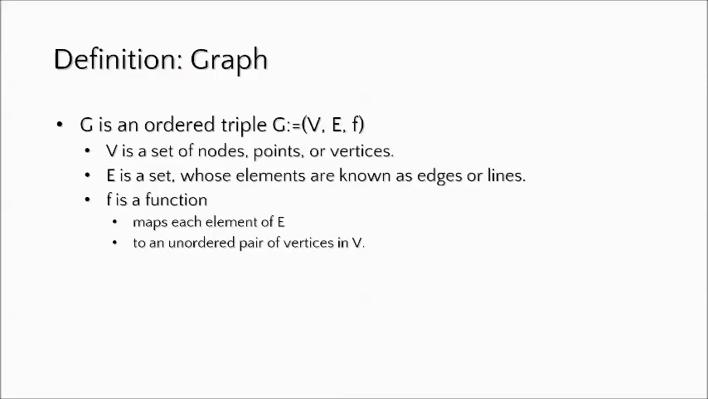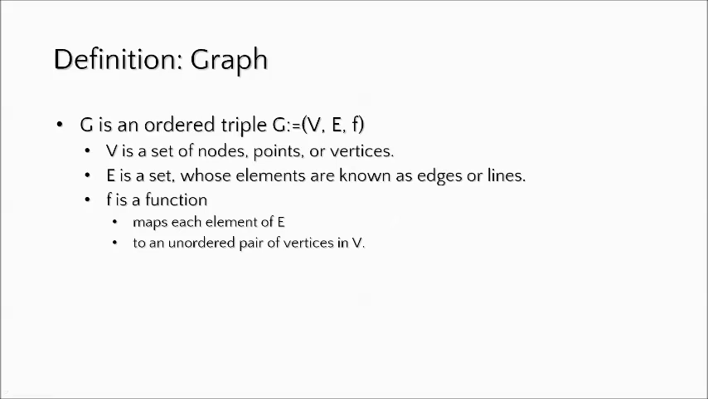So before we proceed with the greedy algorithm, I want to give a recap about the graph, because graph is of course connected with the greedy algorithm. To recall about the graphs, G is an ordered triple. G equals V, E, F. G stands for graph. V is either the nodes, points, or vertices. And then E is a set, elements of which are known as edges.